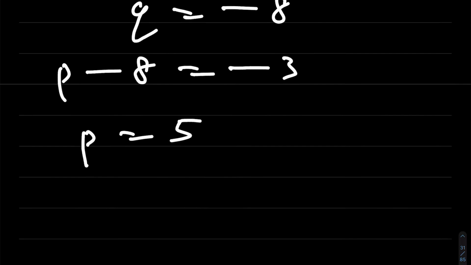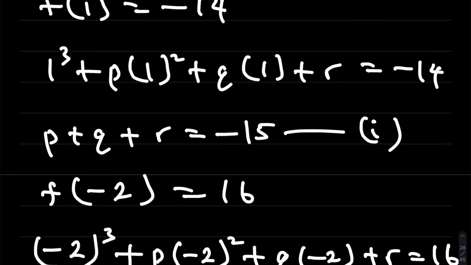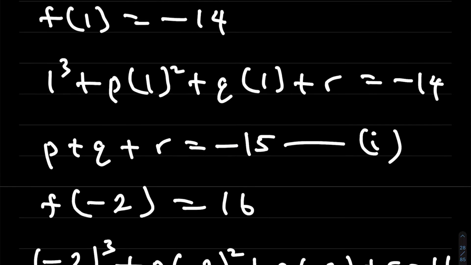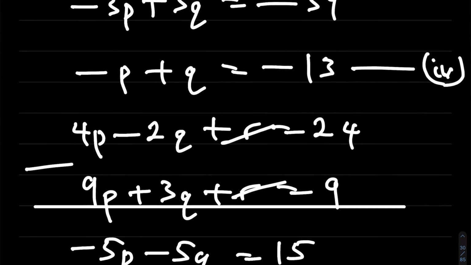Now how do we find r? Let's put p and q in equation 1 to find r. Equation 1 is p plus q plus r equals minus 15.